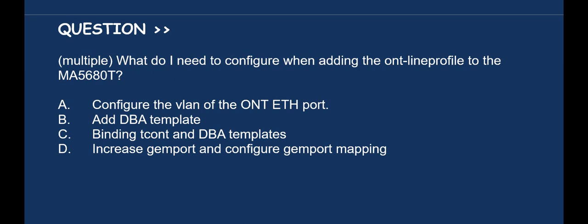The correct answer is option D. The next question is, what do I need to configure when adding the ONT line profile to the MA5680T? Option A, configure the VLAN on the ONT ETH port. Option B, add DVA template. Option C, binding tcont and DVA template. Option D, increase gem port and configure gem port mapping. The correct answers are option C and D.